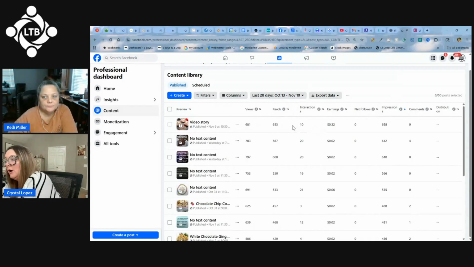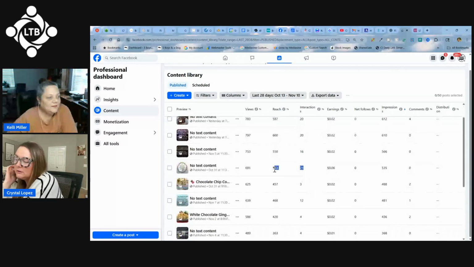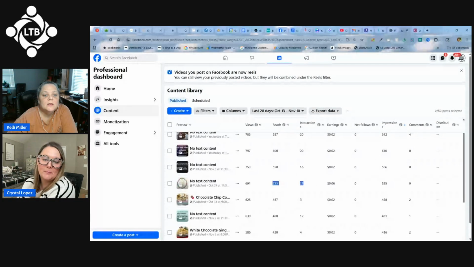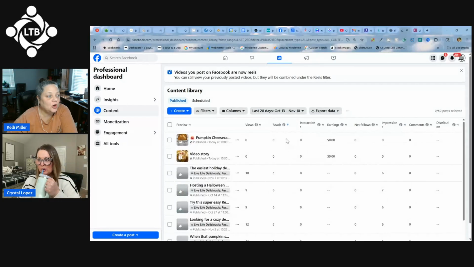Yep. So obviously, the higher that your interaction is, and the closer it is to your impression number, the higher your engagement rate will be. You can just kind of see that. So like this one. This one is 533 and 21. Mm-hmm. Where this one is 620 or 587 and 20. So this one is going to have a better rate. Right. Make sense? So let's talk about understanding our reach versus our engagement. Reach. Okay. So this column right here tells you how many people actually saw your content.